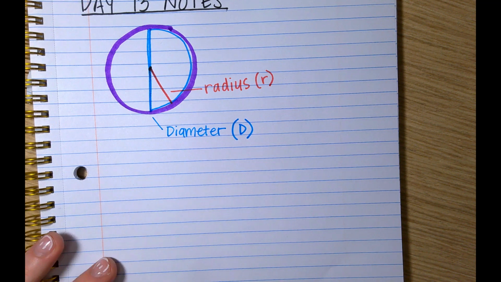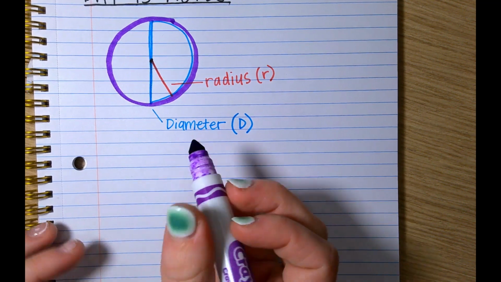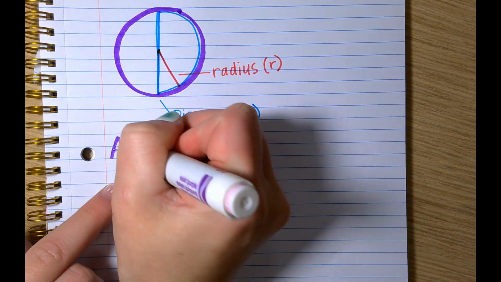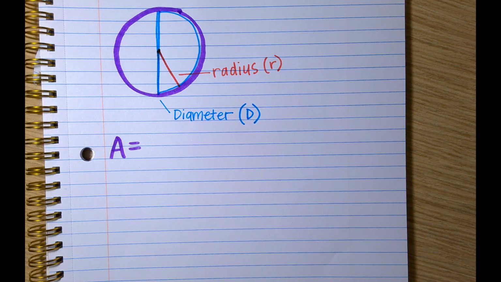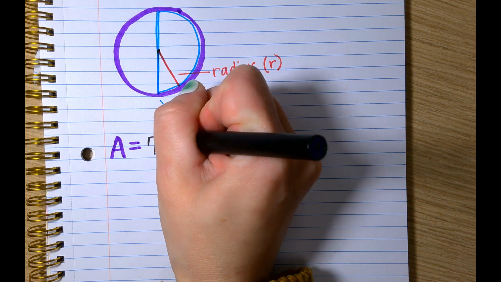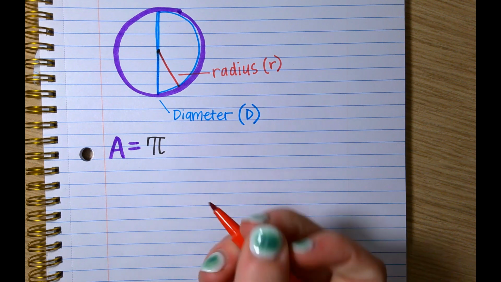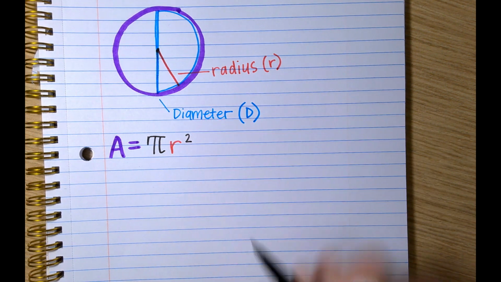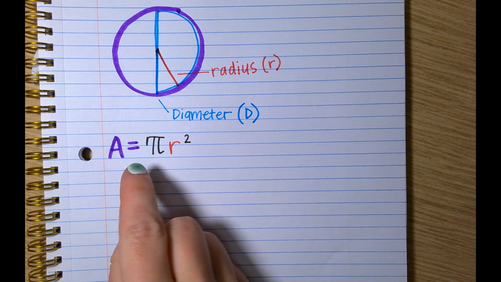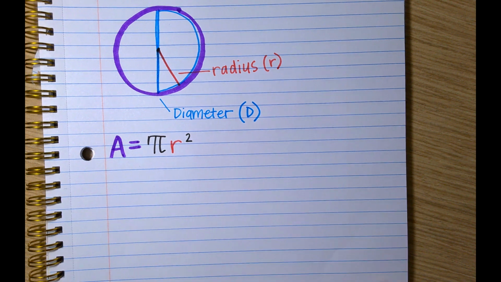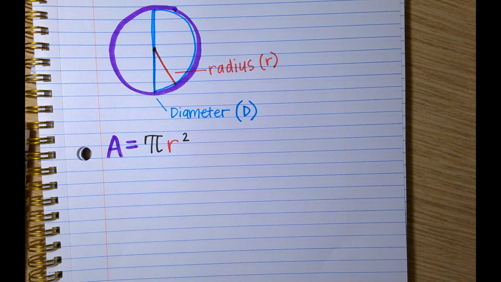All right, so we are going to use these different measurements to find area. So first thing we're going to do now that we have this labeled is I'm going to write the area formula. And that is A equals pi r for radius squared. Pi times radius squared. When you type this in your calculator, you can type it in just like this. You don't have to hit the multiplication symbol. And I'm going to give you an example.